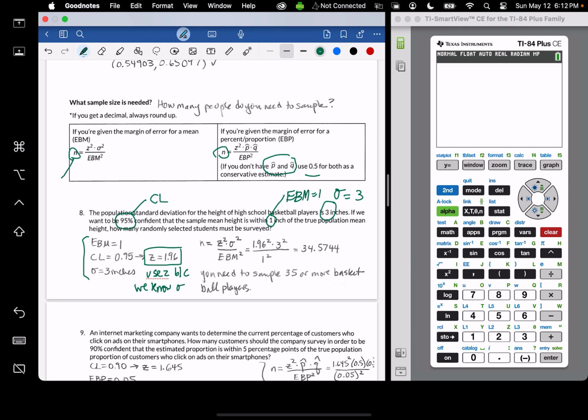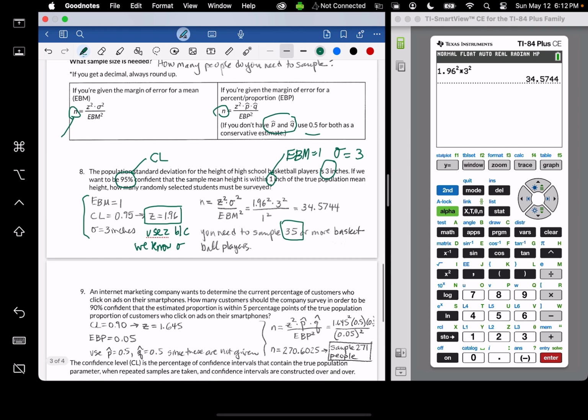All right, n is equal to z squared, sigma squared over EBM squared. So did I plug everything in here correctly? Z squared, sigma squared, EBM squared. So I just need to do 1.96 squared times 3 squared, and then dividing by 1 doesn't actually matter. So I get a sample size of 34.57. So that I rounded up to 35. You would need to sample 35 or more basketball players to get within 1 inch of the true population mean.